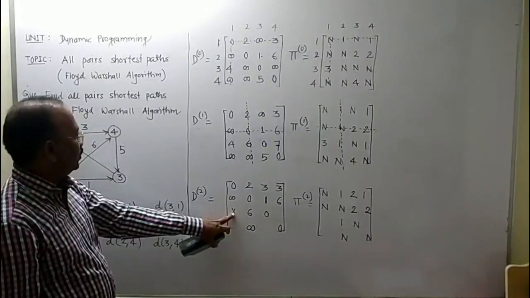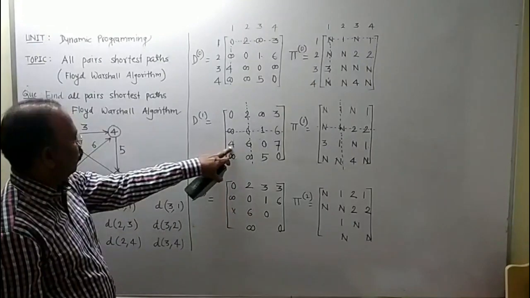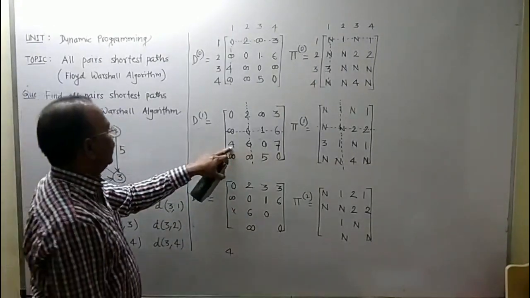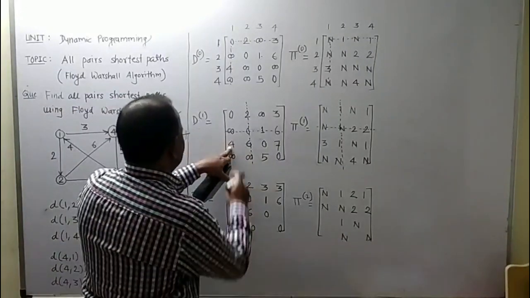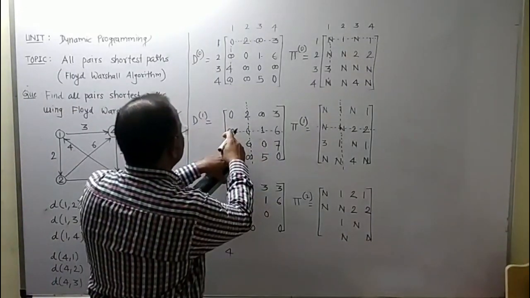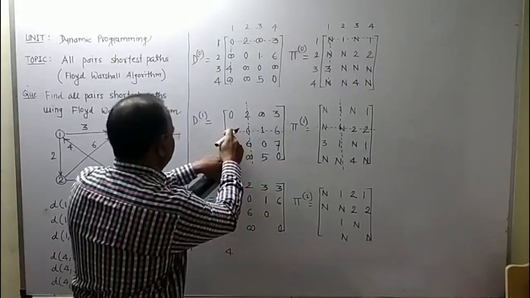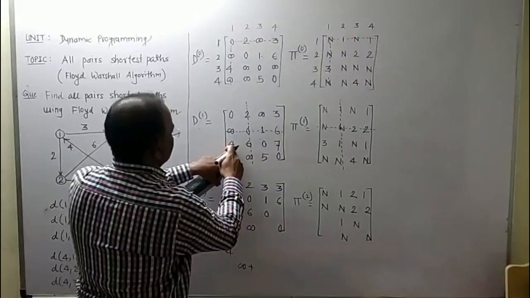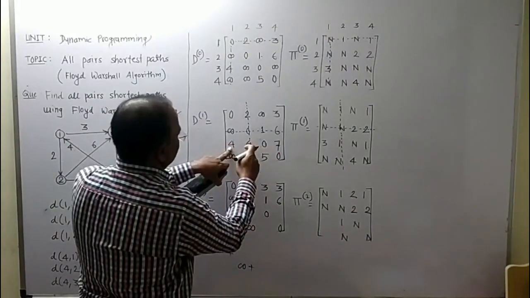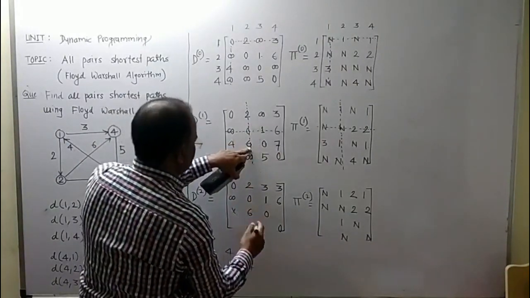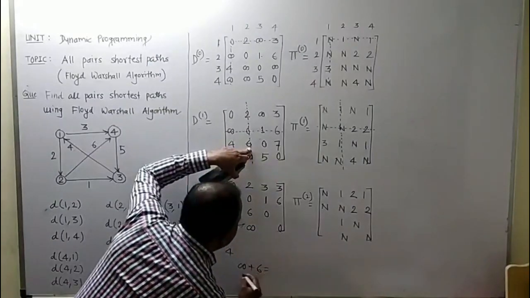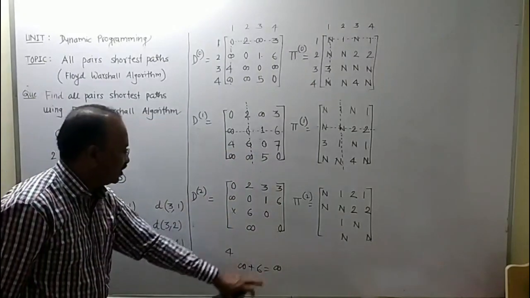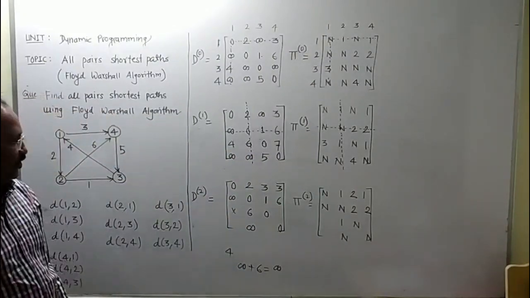Now track this place in D1 matrix, that is 4. Then travel vertically so that we will touch the horizontal line, infinity, plus travel to the right side so that we will touch the vertical line, that is 6. So infinity plus 6 is nothing but infinity.